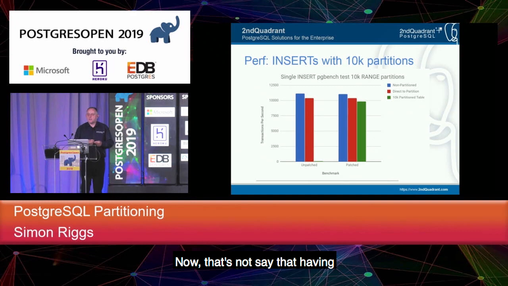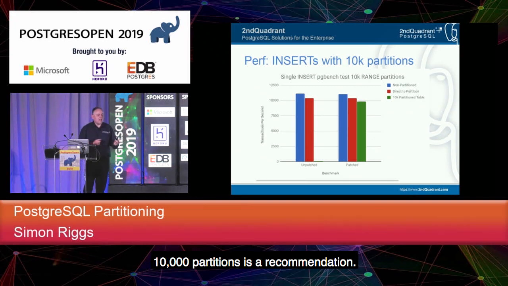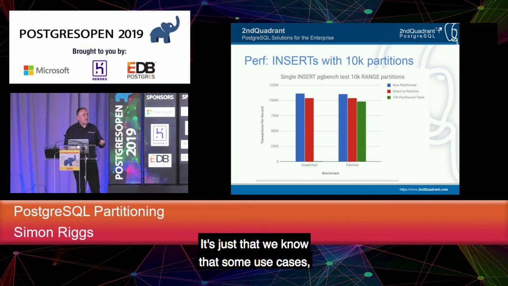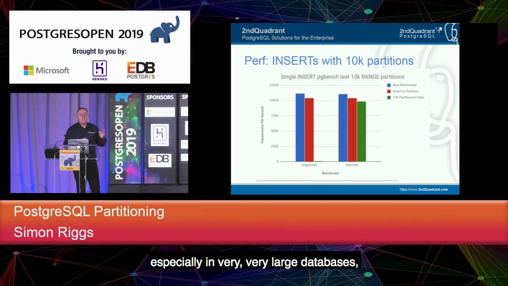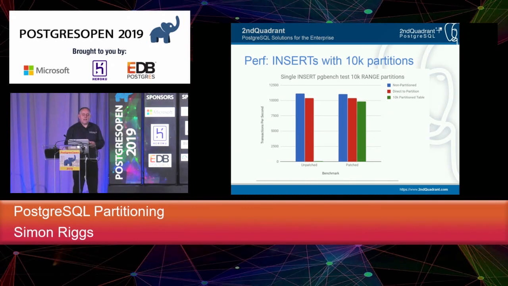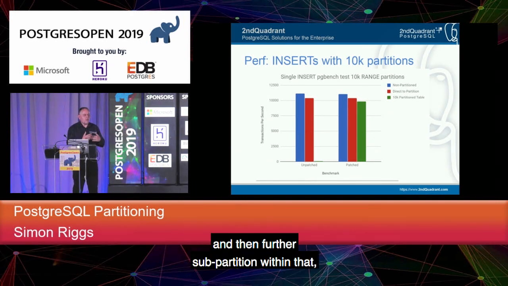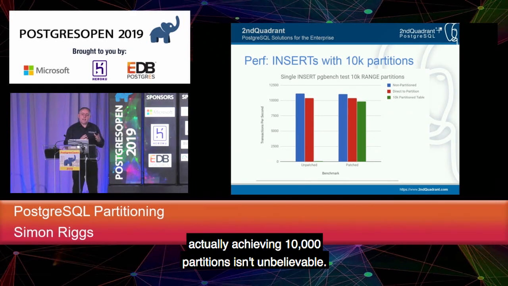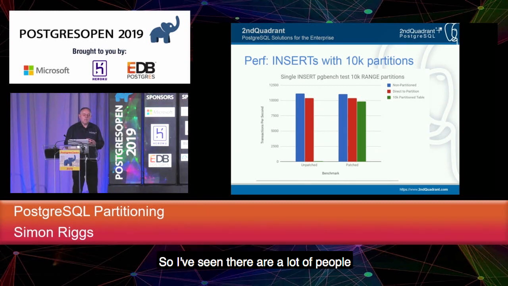Now, that's not to say that having 10,000 partitions is a recommendation. It's just that we know that some use cases, especially in very, very large databases, where people might have daily data and then further sub-partitioned within that, actually achieving 10,000 partitions isn't unbelievable. So I've seen there are a lot of people that want to have 10,000 partitions.